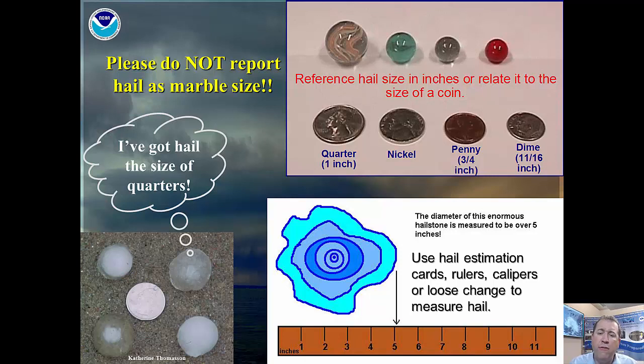We mentioned reference. If you don't have a ruler, use a sort of reference size. Don't use marbles because they vary in size. Is it the gray one, the green one, the red one? Who knows, because it's varying in size.